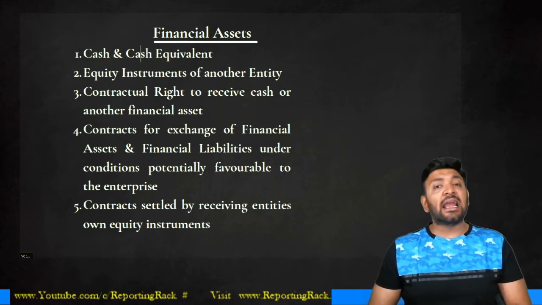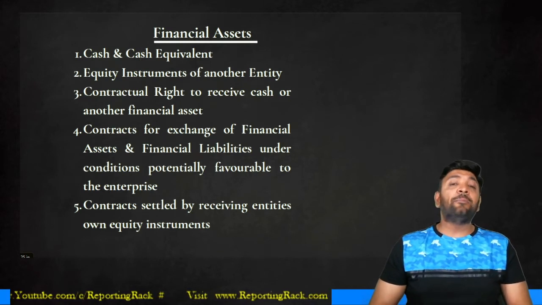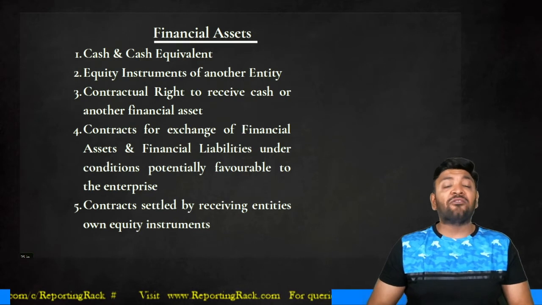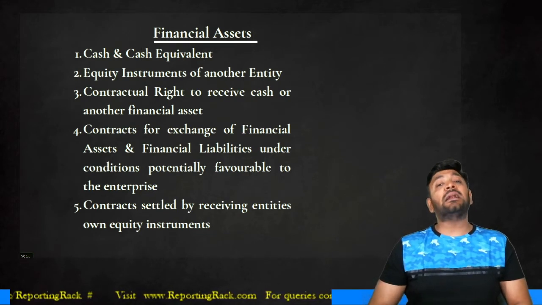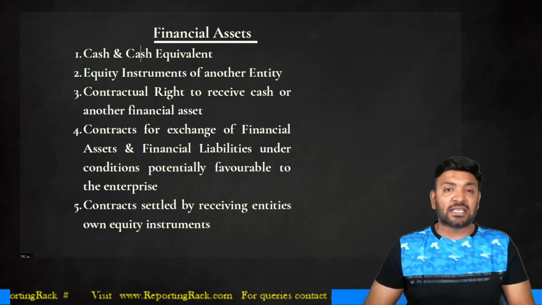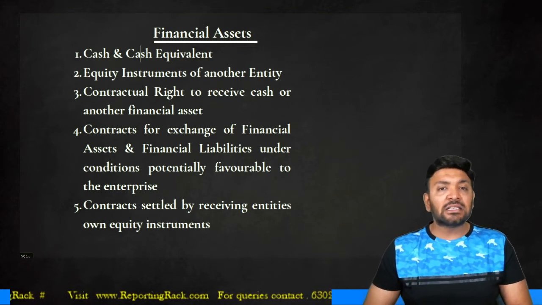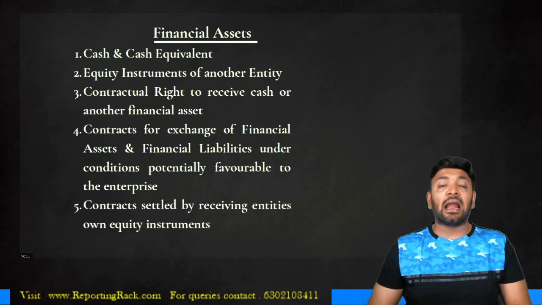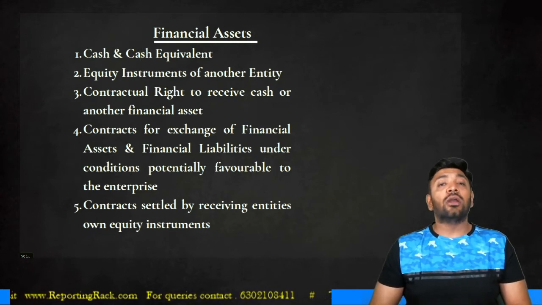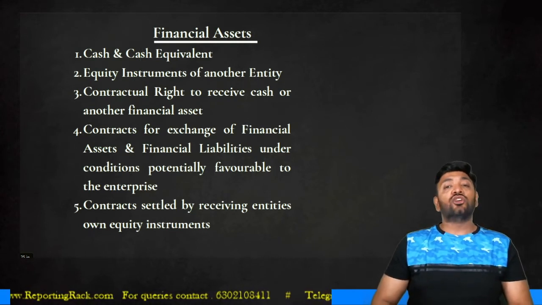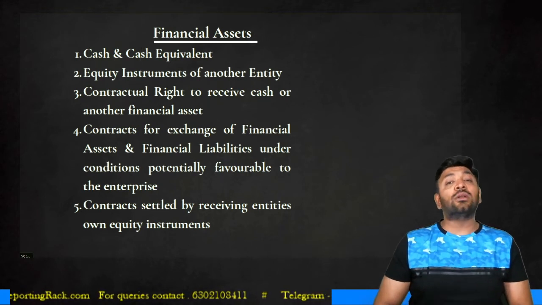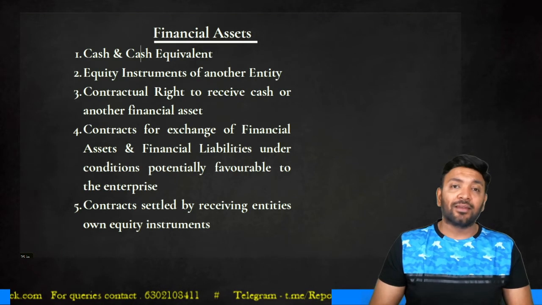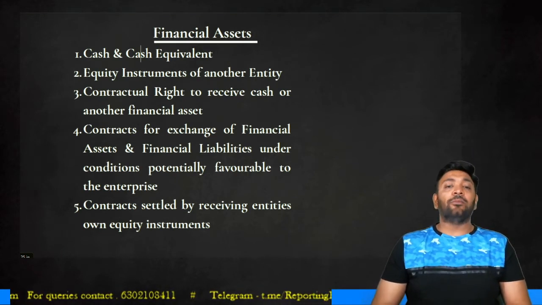For example, let's say a rent deposit. I paid 3 months' rent as a deposit to the owner. The deposit will be refunded to me when I vacate the premises. So when I vacate the premises, I'm going to get it back. That means I have a right to receive that cash back at the end of the lease term. So even such lease deposits should be considered as a right to receive cash, and therefore should be called a financial asset. Clear? Moving on.